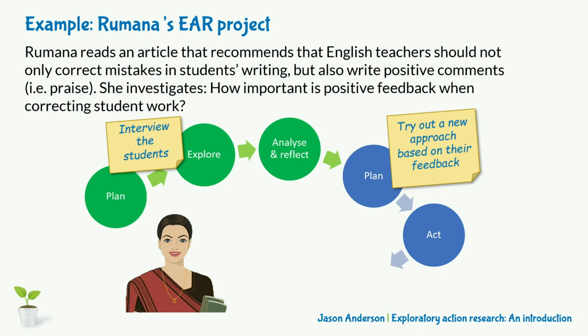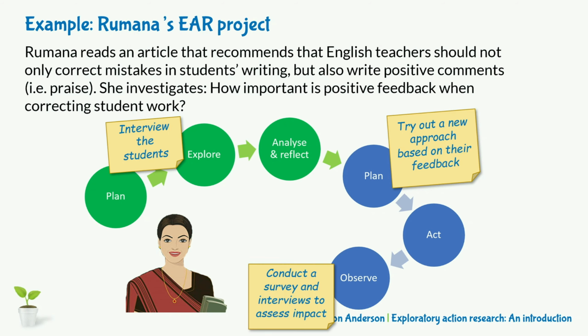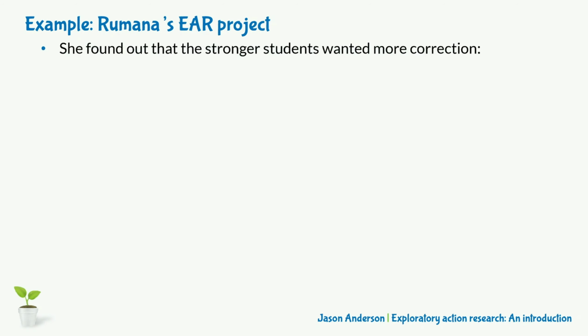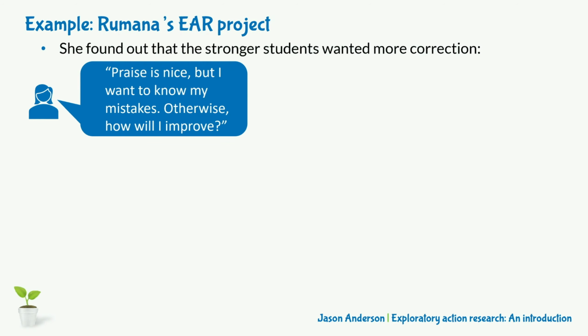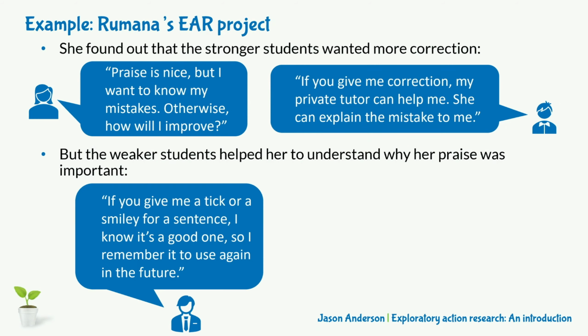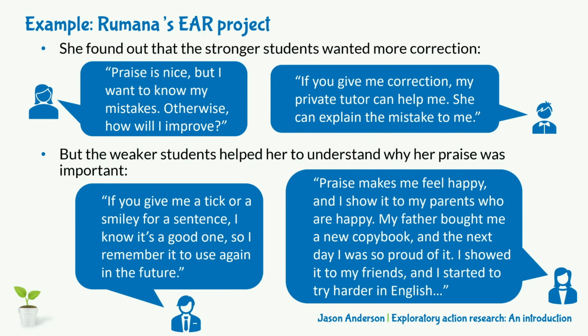During the observe phase of her action research cycle, Rumana collected both quantitative data through surveys and qualitative data through further student interviews. Importantly, because her learners had now experienced the change, they had clearer opinions on their preferences, which varied. The students who had higher English proficiency generally preferred more correction than she had been providing. But the opinions of the less English proficient learners supported the advice of the article she had read. They found praise useful, confidence building, and informative, especially if it was specific.